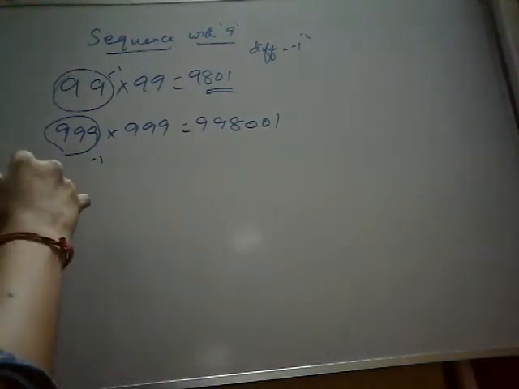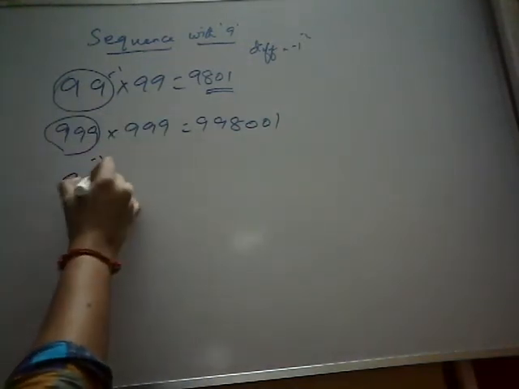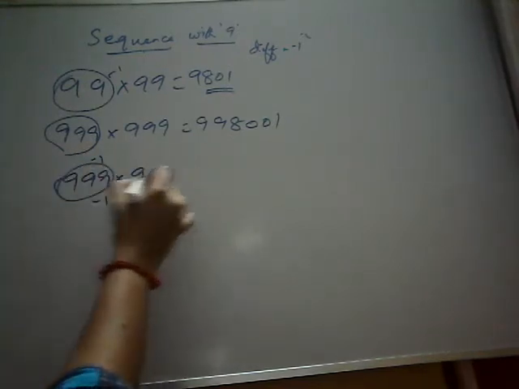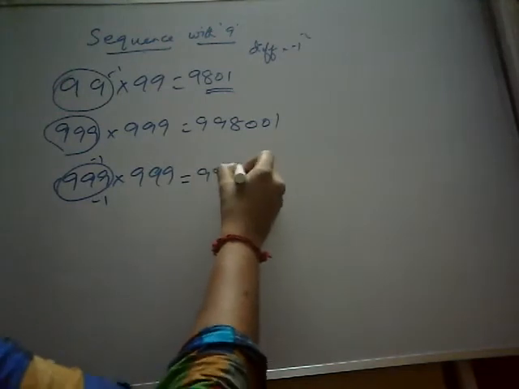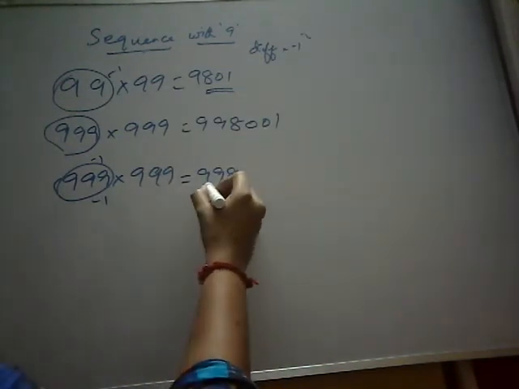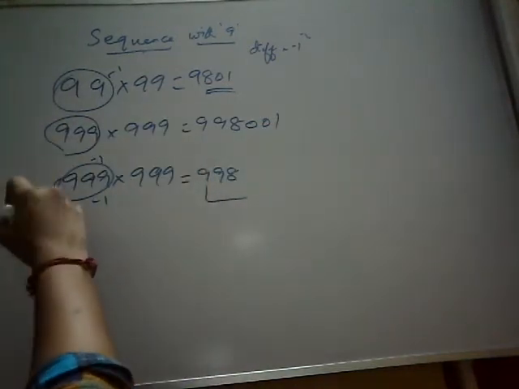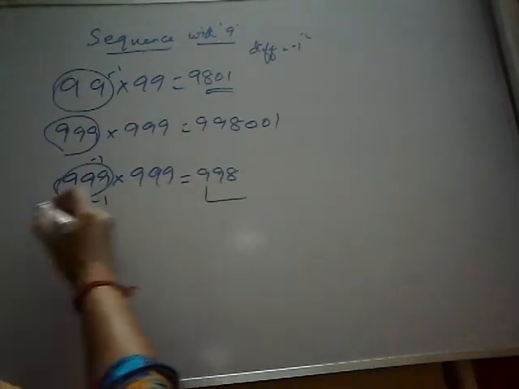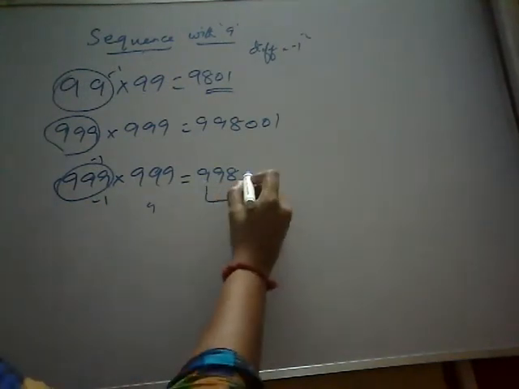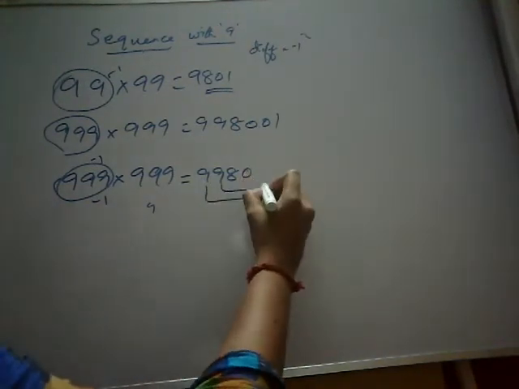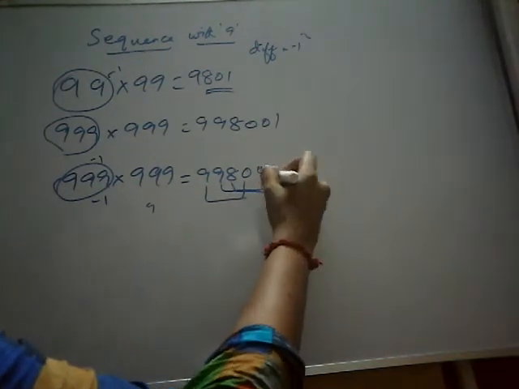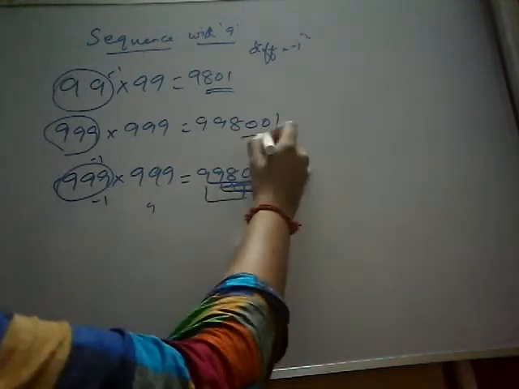Or else another method I will teach you. 999 into 999. First step is subtract 1 and write 998. The next step, just subtract each digit of the given number from 9. So 9 minus 9, 0. Again 9 minus 9, you write 0. Again 9 minus 8, you get 1. So that gives the answer.